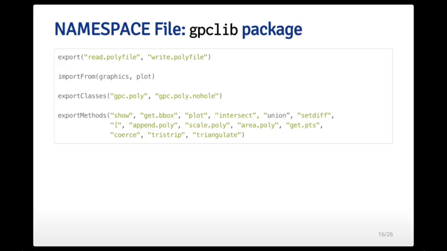There's gpc.poly, gpc.poly.noWhole. And then there are a number of methods that are exported to the user, including the show method and get bbox, etc. So these are methods that apply to these new classes that are defined, this gpc.poly class, and these are all the methods that are available to the user for this class.